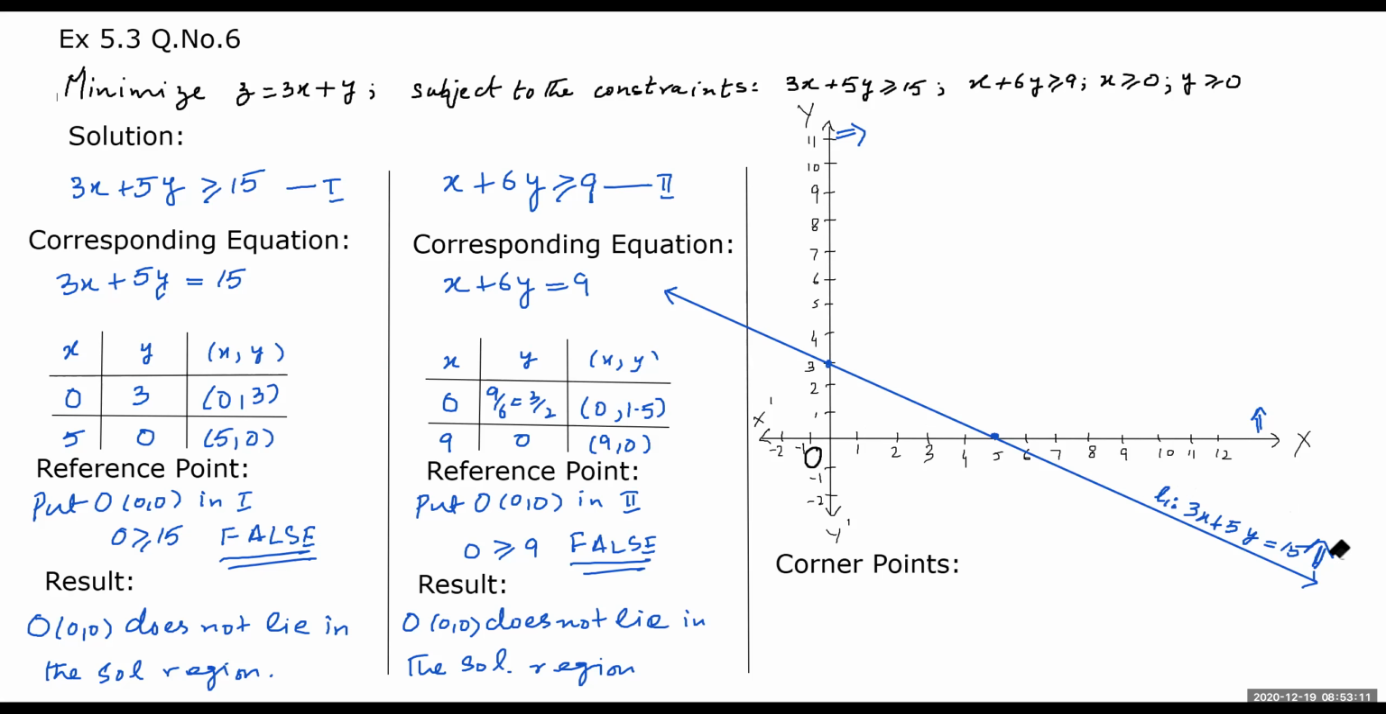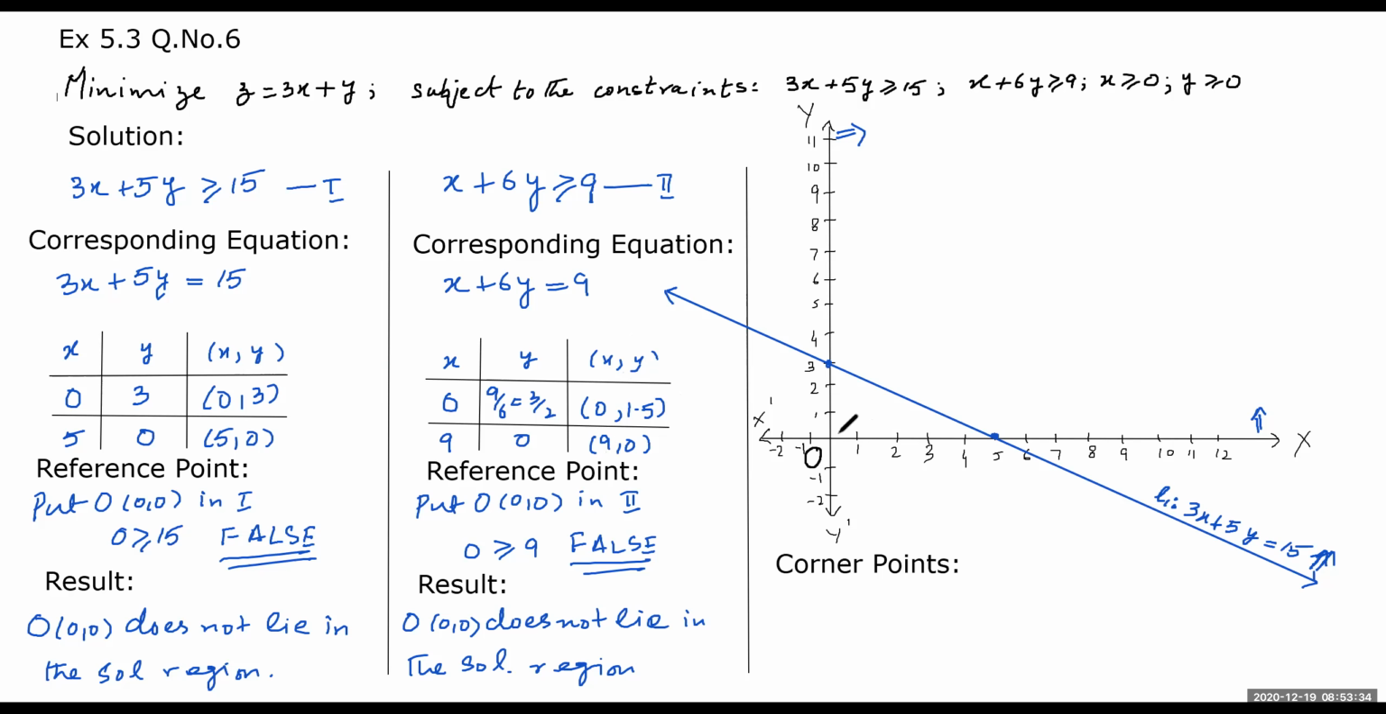Let me correct this arrow. It is not very clear. Here it is. I'm going to shade on this side of the line. Now let's go for our second line. The points are (0, 1.5) and (9, 0).